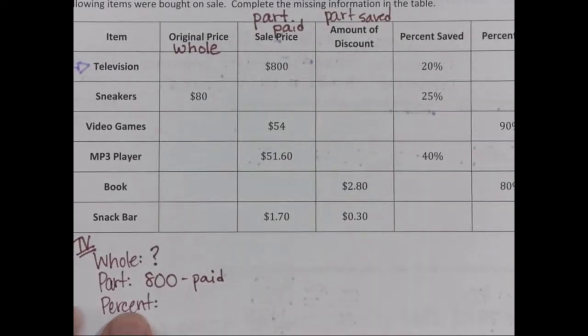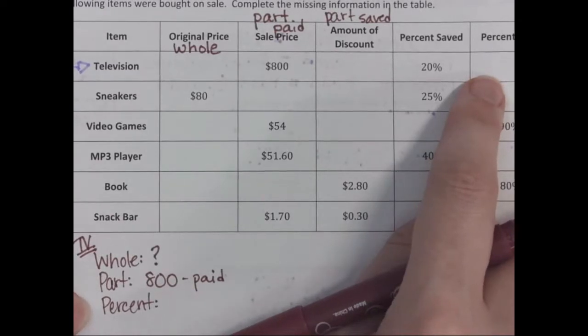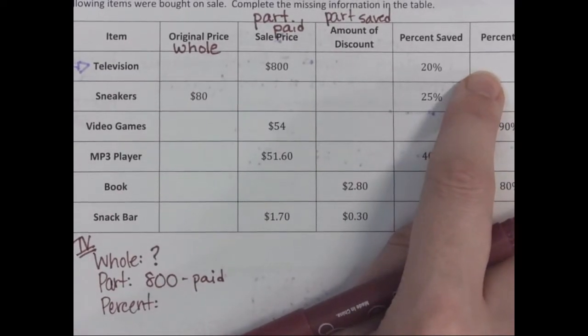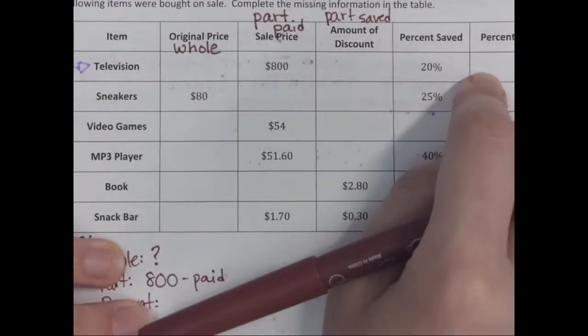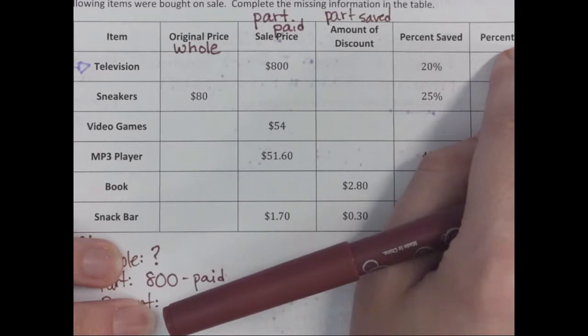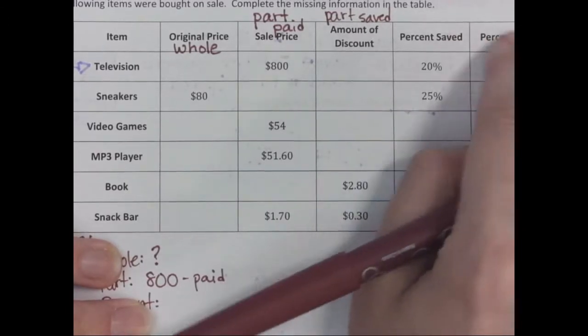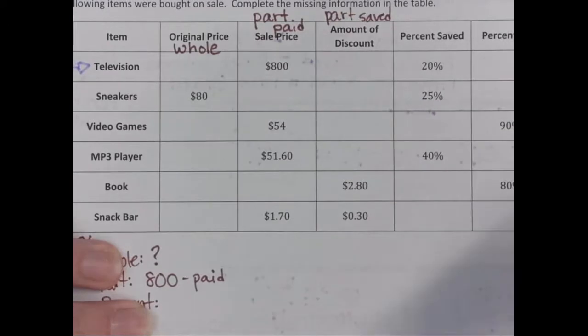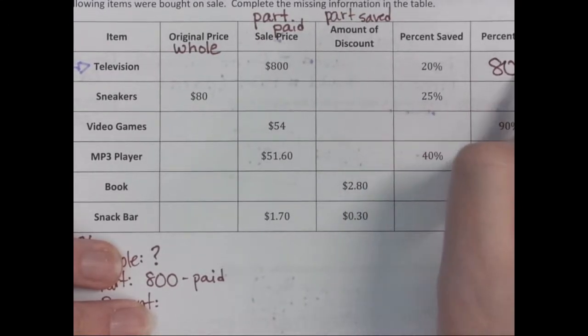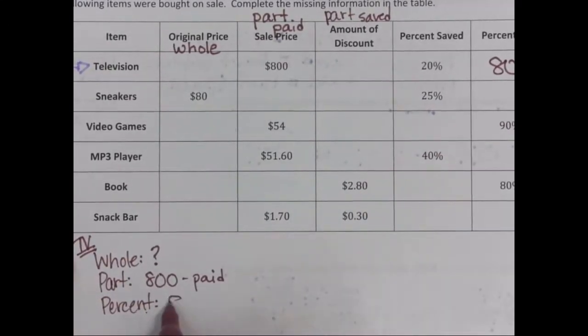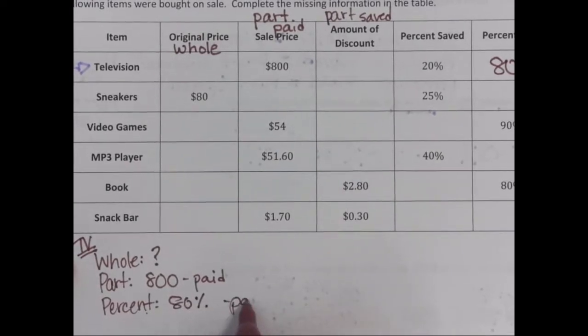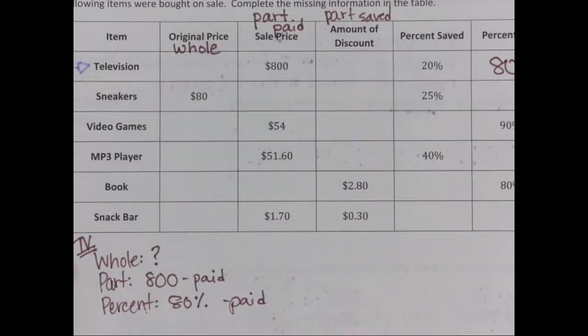So the percent we use needs to be the percent paid. Well, right here we don't have the percent paid. How can we find that? Isaac? Yes. The percent saved and the percent paid together need to equal 100 because the whole price is 100%. So what's 100 minus 20? 80. Yeah, 80%. So the percent paid is 80%. And I'm just writing paid so I know I'm using the correct numbers to compare.